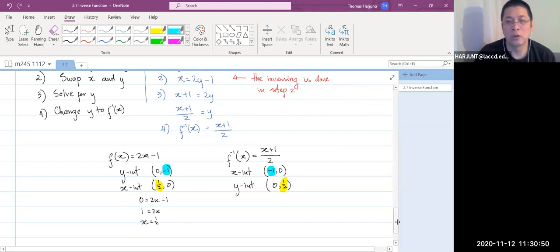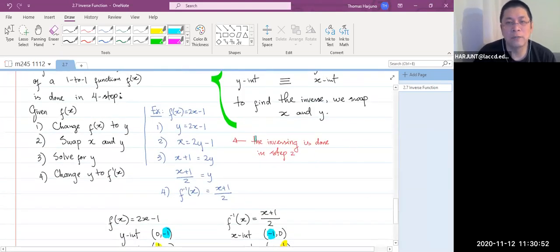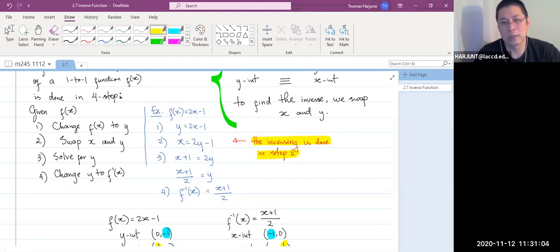Now I said earlier that the inversing is actually done in step 2. Why? Basically, when you do inversing, x becomes y and y becomes x. So the x-intercept becomes the y-intercept, the y-intercept becomes the x-intercept. The domain becomes the range, the range becomes the domain.